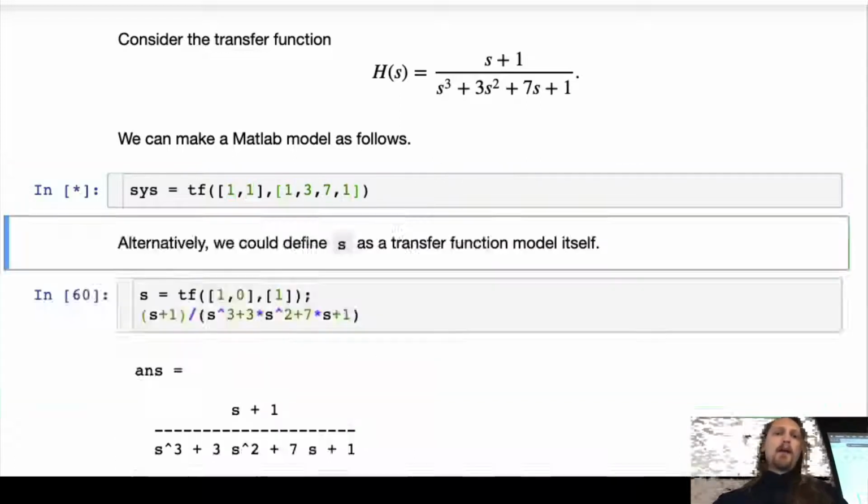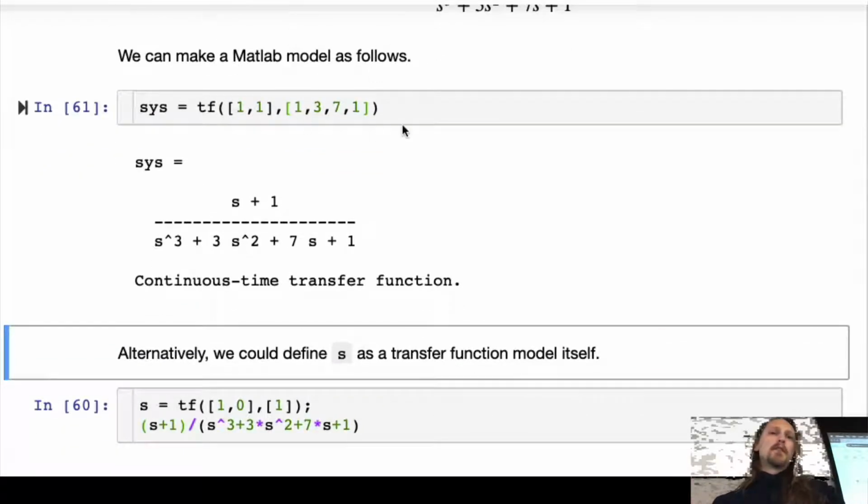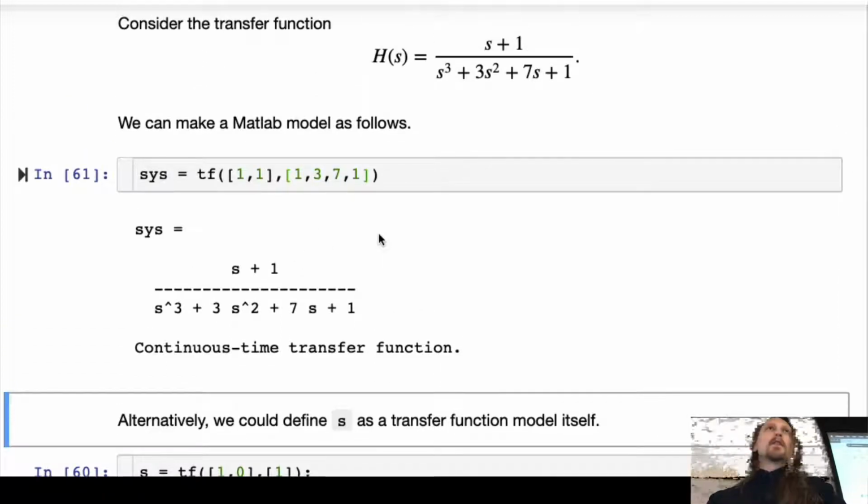And if we evaluate that and don't put a semicolon at the end of the line, we get this nice response that lets us check visually if we typed it in correctly. Yeah? If there's a 0 for s squared, do you have to put a 0 in? You have to put a 0 in, yeah.